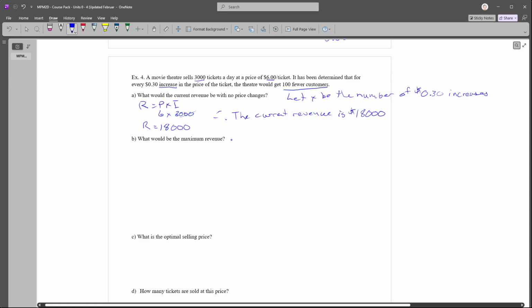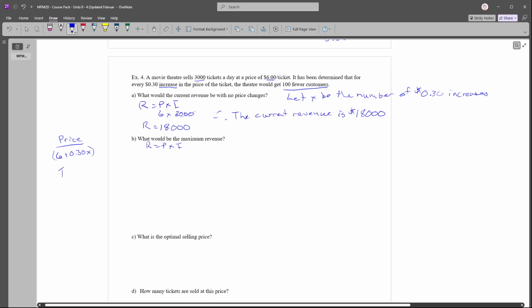All right, now we have to get to work. So let's think about what our price value is. Remember, R is equal to P times I. So what is going to be our price? Our price calculation is always going to be our starting price, which is $6. And now these are price increases, right? So we're adding. How much are we adding? We're adding 30 cents. How many times are we adding them? X times. We don't know how many times, x times.